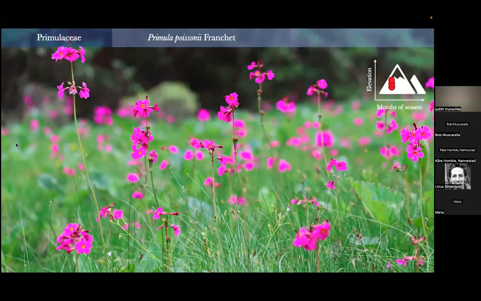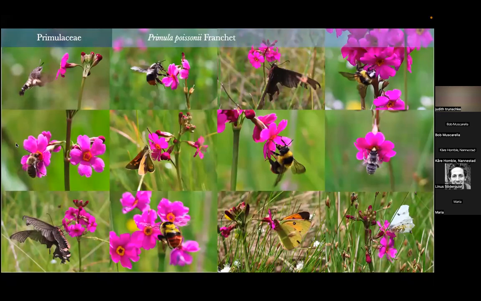This only starts maybe at the end of May, June with Primula prasonii, when suddenly the whole wet meadows are covered in these really intense purple flowers. And they are also very interesting because they are visited by a huge diversity of insects, ranging from bumblebees and butterflies to other solitary bees.